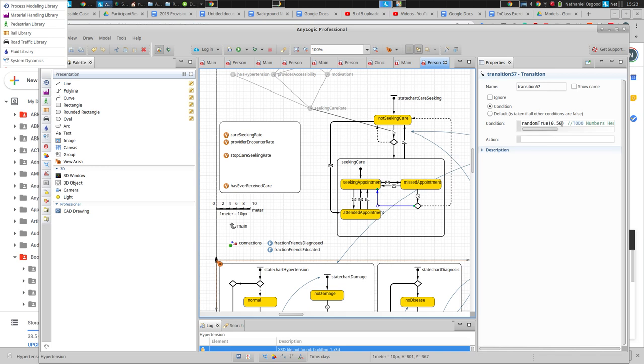So this is saying that with this probability, 0.5, they will go to a state of seeking appointments, and this is the default case, this dotted arrow. So they'll go back to this not seeking care state. So in short, if someone misses the appointment and they're not getting calls to remind them and so on, they may end up in a state of not seeking care. Okay? Yeah. Is anyone dying in this?